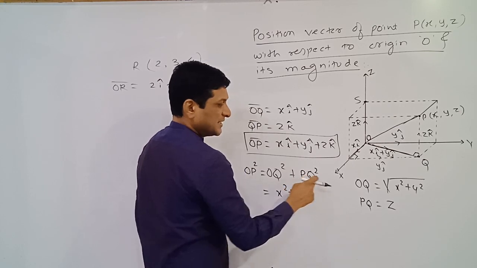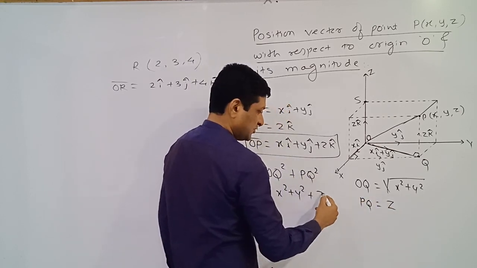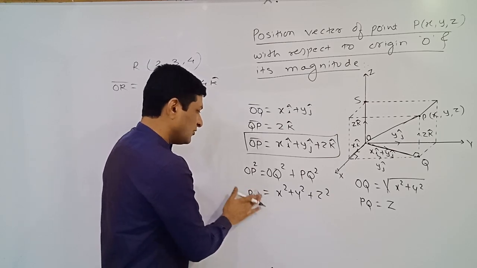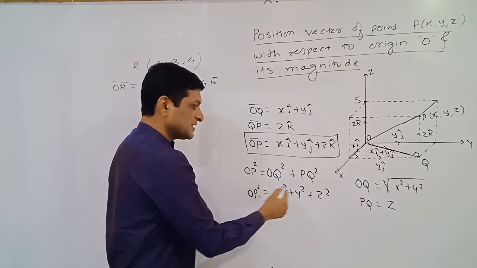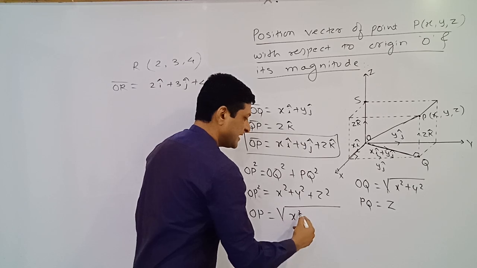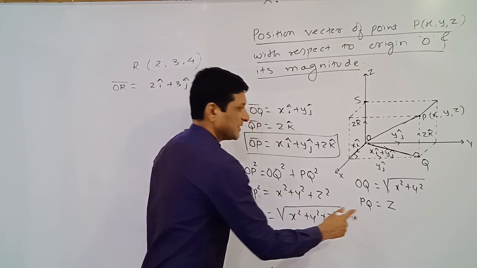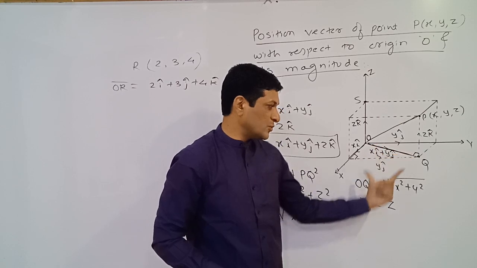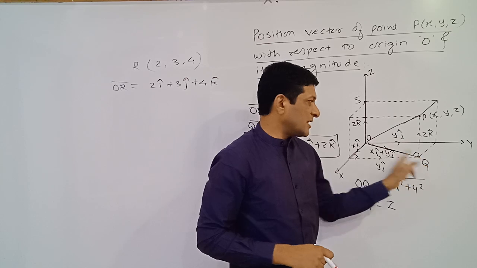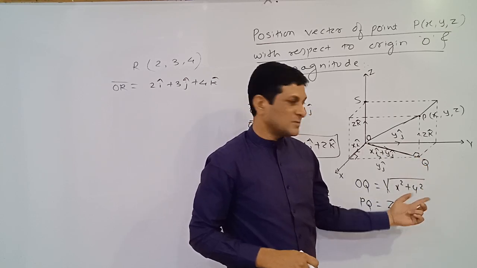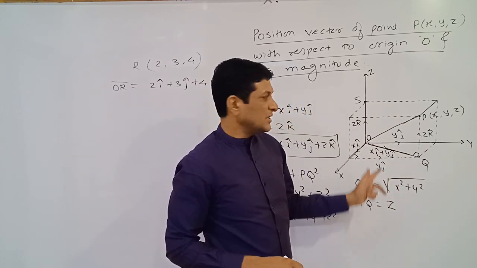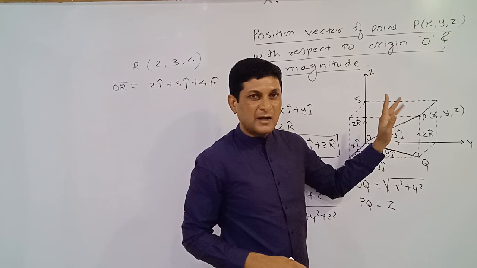Plus what is the length of PQ? PQ is equal to z. So PQ square will be equal to z square. So this will be the value of OP square, which implies that OP is equal to under root x square plus y square plus z square. Again observe, the length of this side, OQ, we got by applying Pythagoras theorem. And again in this triangle two sides are known to us. OQ is under root x square plus y square and the next side is equal to z. So once two sides are known to us, we will get the third side applying Pythagoras theorem.